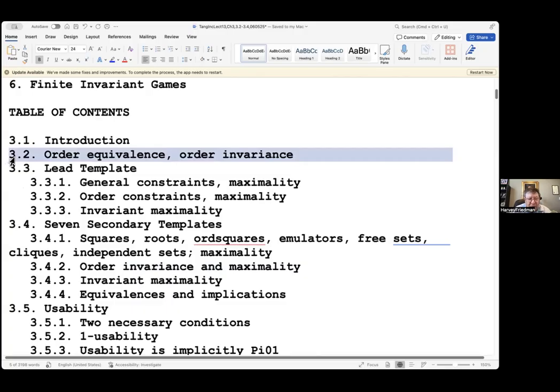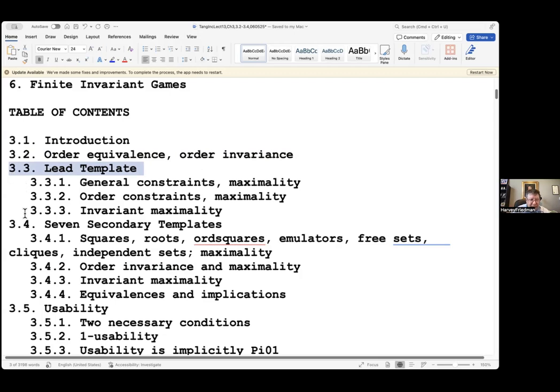These are the fundamental notions that underpin the entire book: order equivalence and order invariance underpin the entire invariant maximality. These fundamental notions are the equivalence relation, order equivalence, on finite sequences of rationals, and then also order invariant sets. This is very basic, used all the time. Then we discuss the lead template of invariant maximality. So that means there's only one.